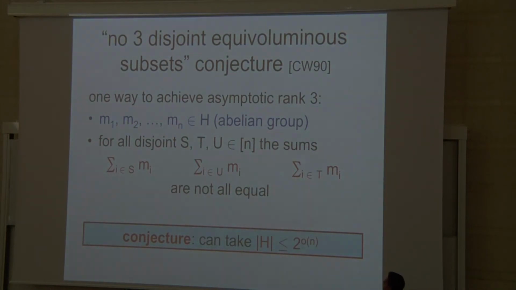Okay, so that would be a construction in the group which has size 2^n, and the conjecture is that you can take the group to have size 2^{o(n)} and still achieve this. And if you can do that, there's sort of a hashing trick, if you will, that gives you an asymptotic rank of 3 in the previous case. So that's again a concrete conjecture that would lead to omega equal to 2.